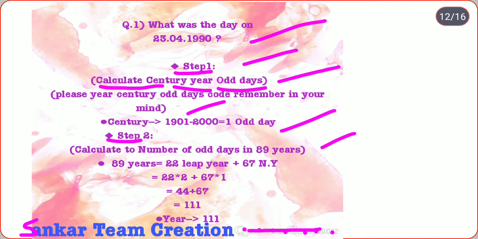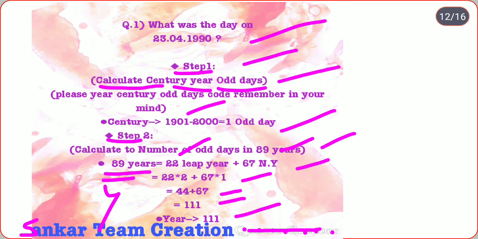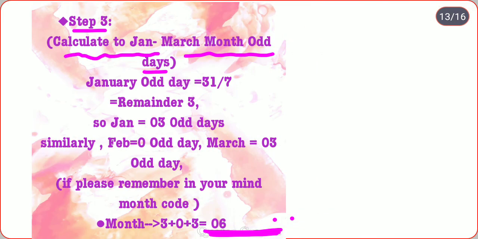Step 2, calculate the number of odd days in 89 years. 1990 is not a completed year, so the years before it, 89 years, are taken. Find the odd days: that is 22 leap years and 67 normal years. How to calculate the 22? 89 divided by 4 gives 22, plus the remaining 67. 22 into 2 is 44, plus 67, that is 111. Year code is equal to 111. Are you understanding? Shall we go to the next page?